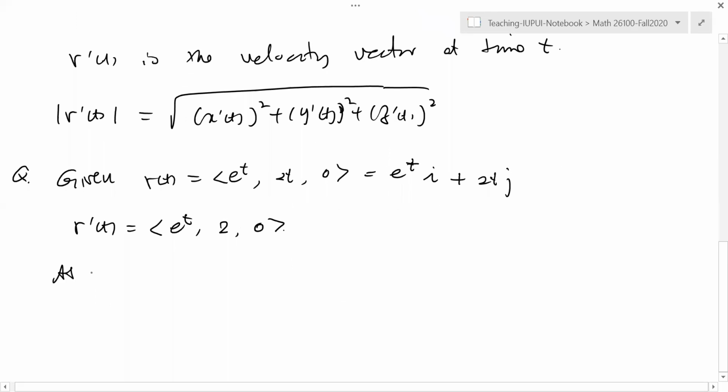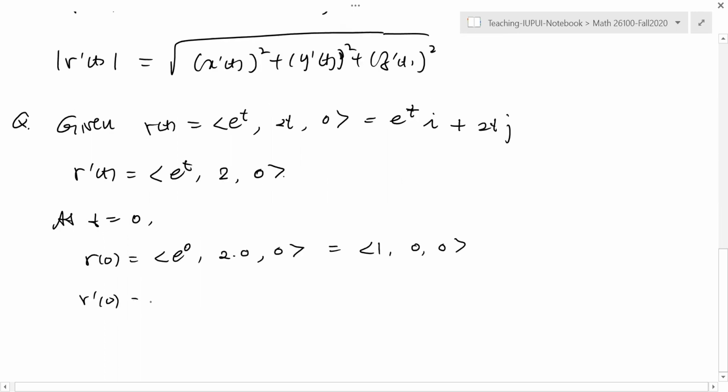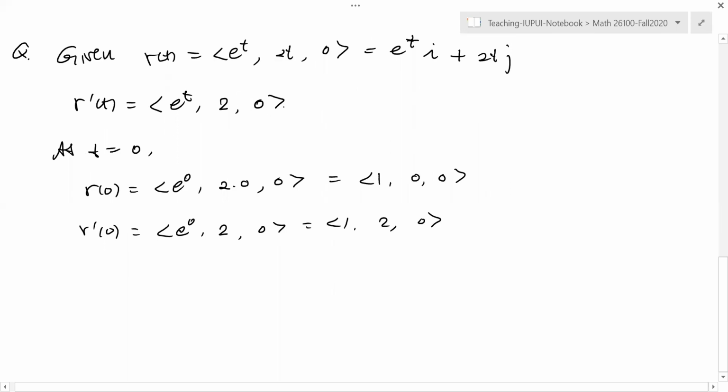So at the time t equals 0, r(0) is going to be e to the 0, 2 times 0, 0, and that's going to be 1, 0, 0, okay? And r'(0) is going to be e to the 0 and the 2, 0. So it's going to be 1, 2, and 0. Now, it's hard to draw the picture. It's not easy to draw a picture, okay? But I can draw it later, okay?